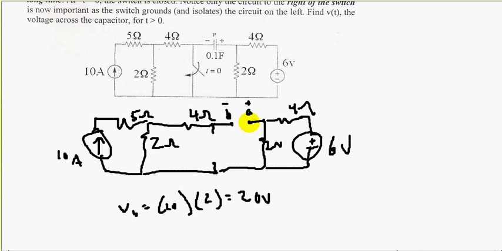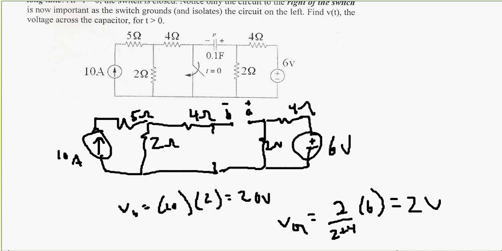Now let's find the voltage here at A. The voltage at A is the voltage across this 2 ohm resistor. If we use the voltage divider rule, VA is equal to your resistor divided by the total resistance times your voltage being divided up, the voltage divider rule. So that's equal to 2 volts.